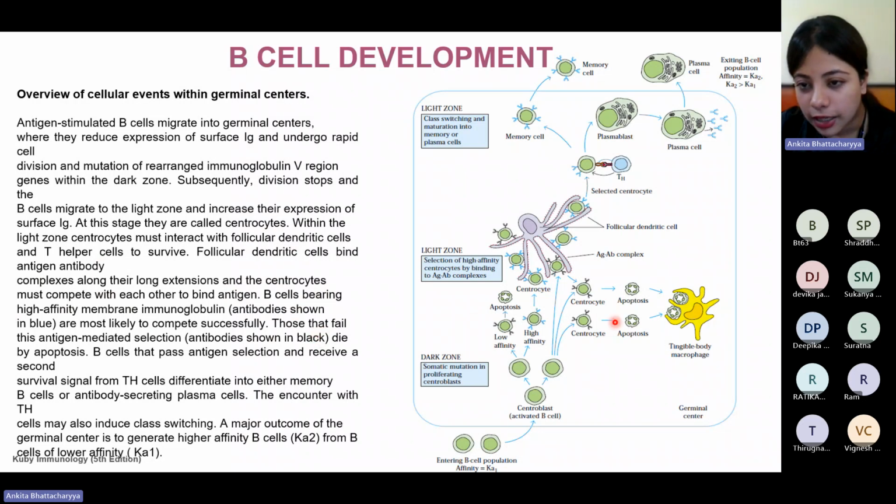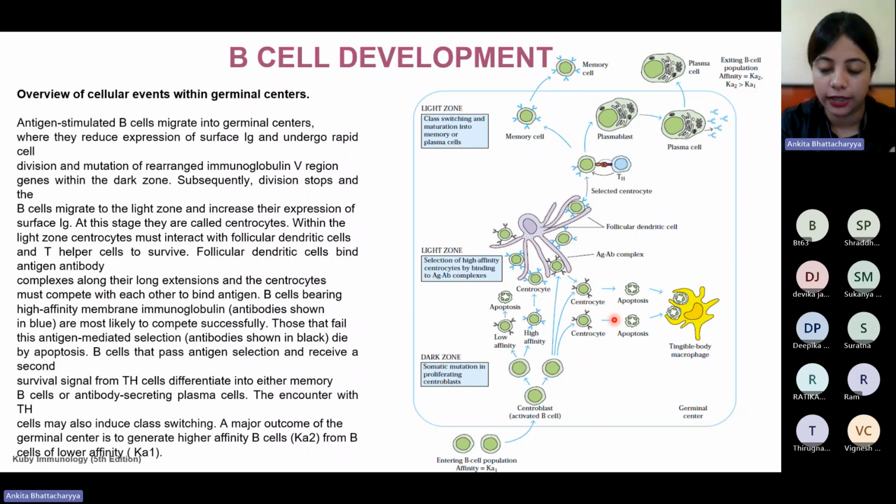I can't see the color right here. But anyway, conceptually, those cells that have high affinity will be able to compete successfully. Those that fail this antigen-mediated selection, demonstrated here in black, would die by the process of apoptosis. Now, this antigen selection is performed by the follicular dendritic cell, which is an antigen-presenting cell, displaying antigenic peptides on its surface via MHCs. So B cells are able to interact with those antigens.